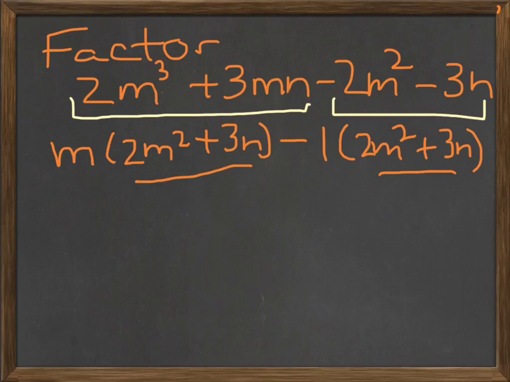Notice that the minus right here became a plus right here. The reason for that is because we've got negative 1, and if you multiply a negative times a positive, that's what would actually get you a negative.